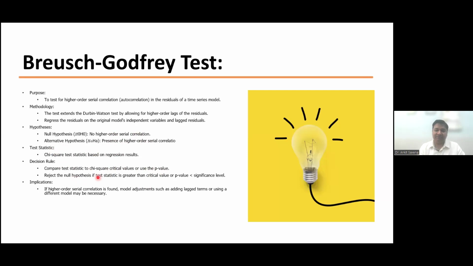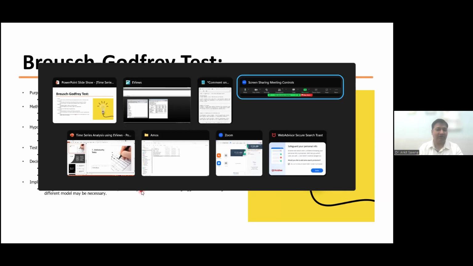So if the p-value is less than the significance level, that is a thumb rule, then we will be rejecting the null hypothesis, and then we'll say there's a significant higher order serial correlation. Now, the important thing is if you're comparing the critical values of the test, there's a different way of interpreting that. So if the test statistic is more than the critical value, then we also reject the null hypothesis. If these things are found, then certain adjustments in the lags and models will be required. That is what this test does.